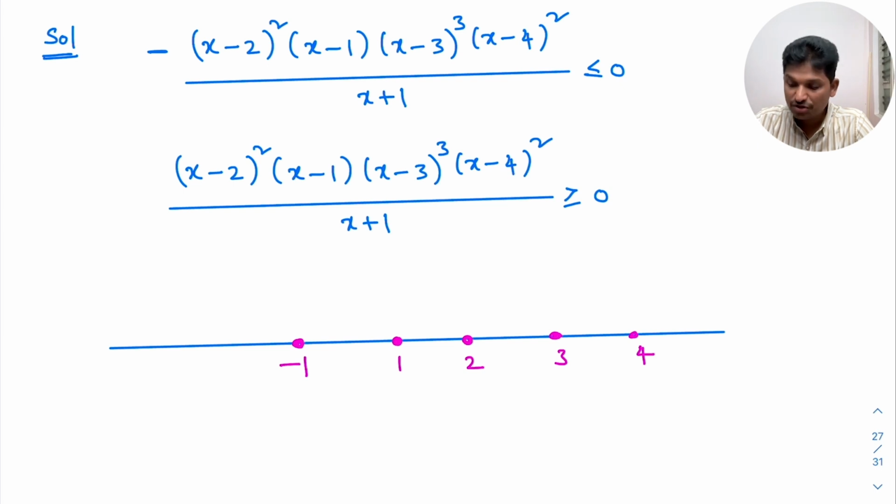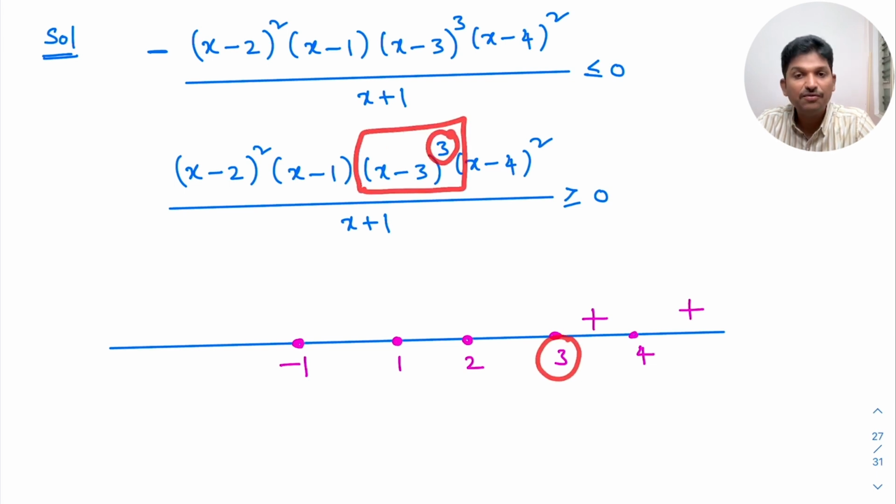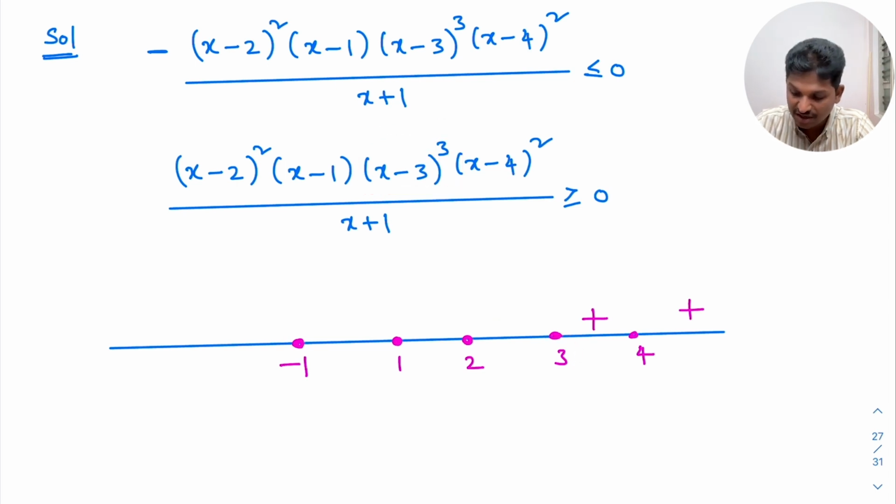Now in the rightmost corner you always keep plus. Now you observe this 4 is coming from where? 4 is coming from this. Here the power of this is even power. When even power is there, don't change the sign. Keep it as it is. Now this 3 is coming from this. You see its power is odd power. If odd power is there, sign changes. Plus changes to minus. You write minus.